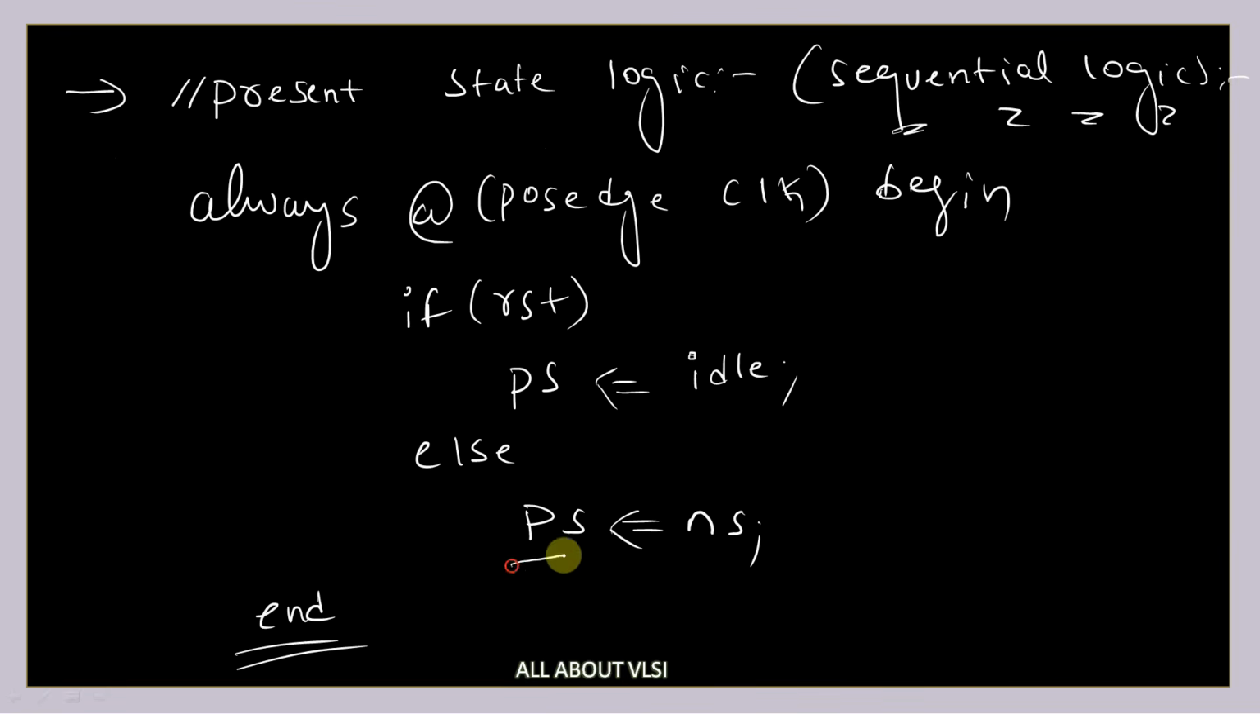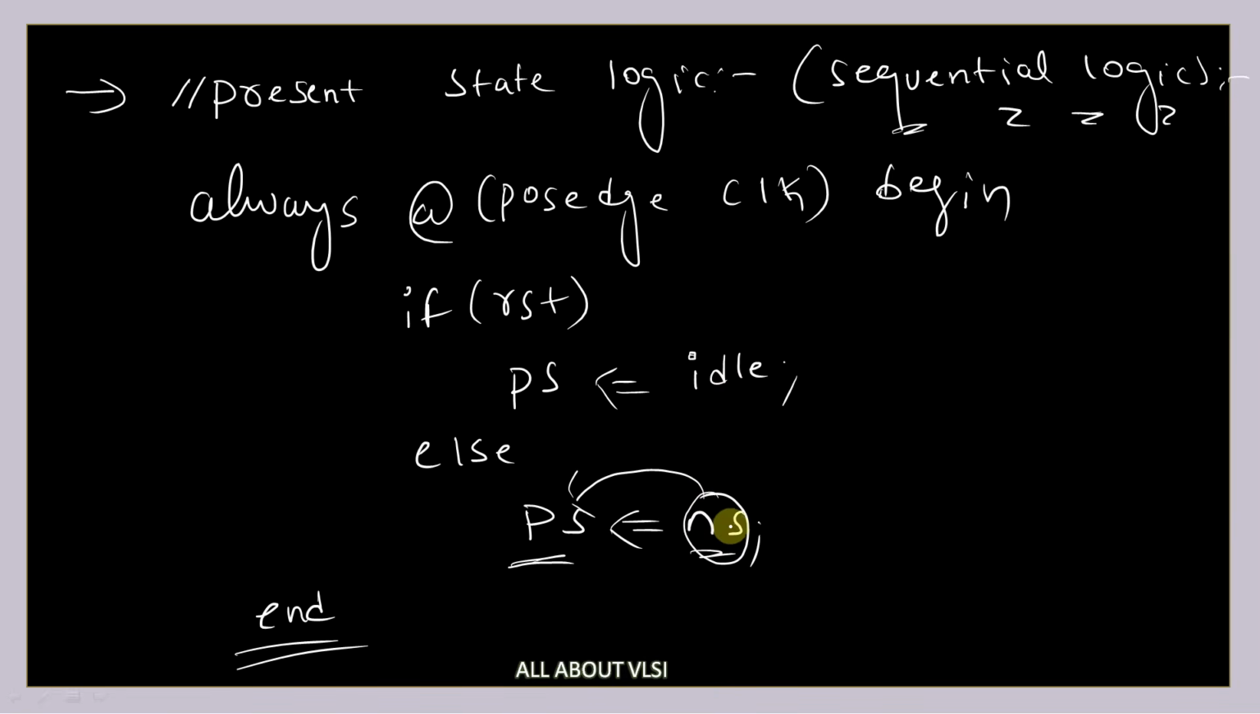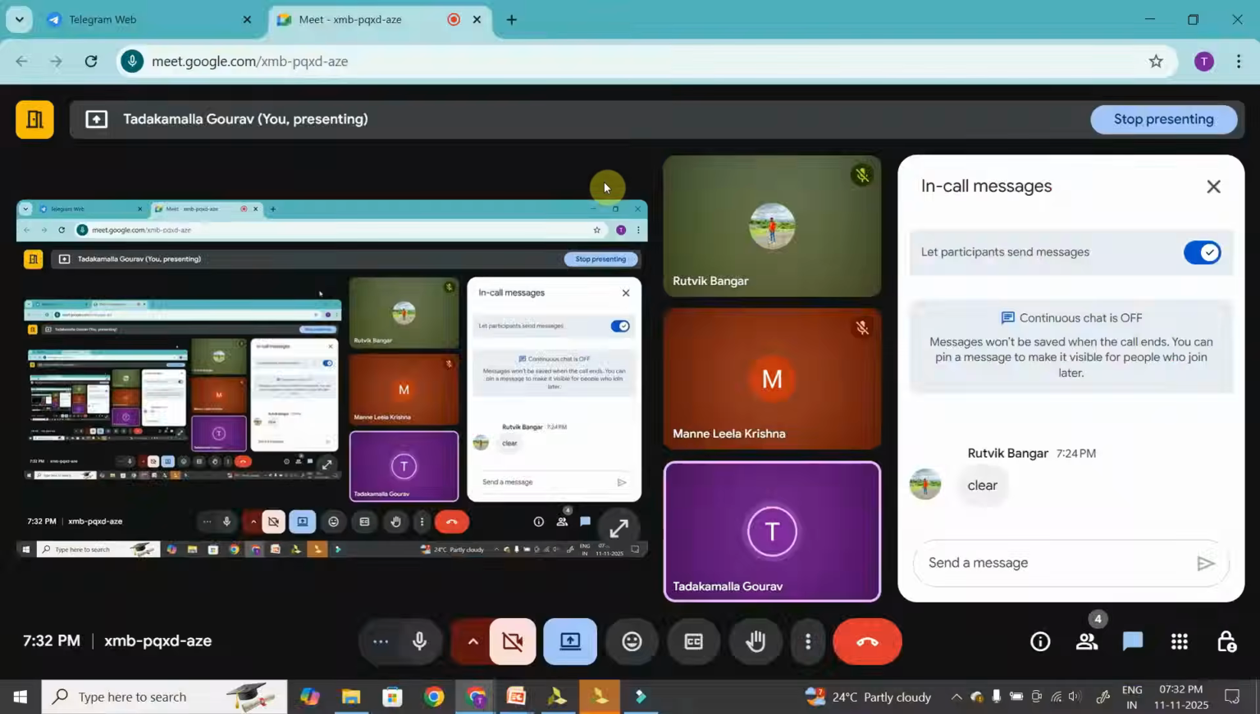You can see that PS is equal to NS. So the NS value will be updated to the PS at the positive edge of the clock. But the NS value will be updated whenever you change your input. As soon as you change your input, the NS value will be updated immediately. But from NS to PS, the value will be updated only at the positive edge of the clock. Please be careful about this. So this is how you are going to write down your next state logic.